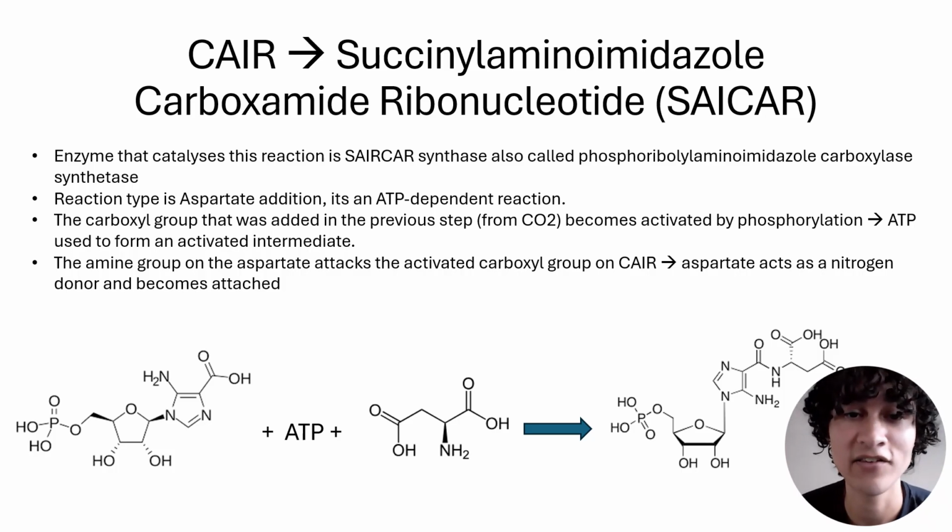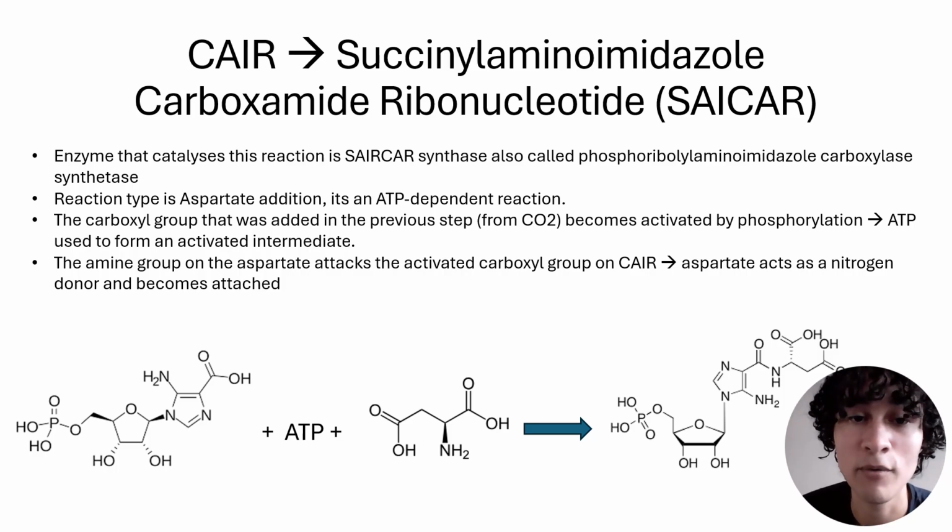Now, the enzyme that catalyzes this reaction is succinyl-aminoimidazole carboxamide ribonucleotide synthetase, and it's also called phosphoribosylaminoimidazole carboxylase synthetase. So it has two different names in the literature. Okay, and what we're doing here is adding an aspartate. The amino acid aspartate is acting as our compound donor, if you like, and it's of course going to be an ATP dependent reaction, because you're going to need to stimulate a leaving group in order to fixate this compound onto our growing molecule.